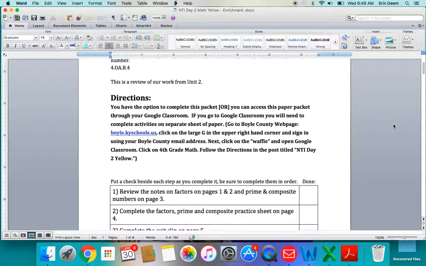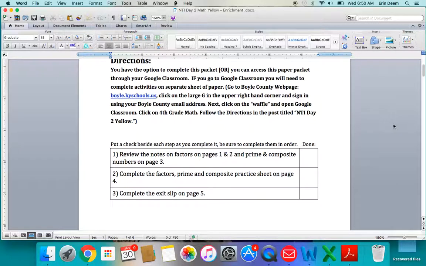Next, click on the waffle and open Google Classroom. Click on 4th grade math. Follow the directions in the post titled NTI Day 2 Yellow. Put a check beside each step as you complete it. Be sure to complete them in order.